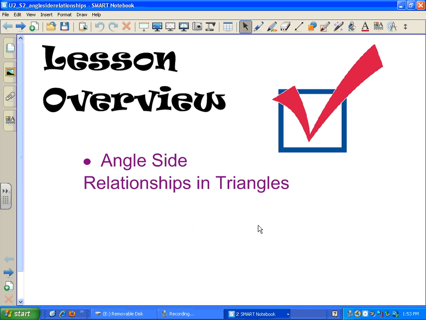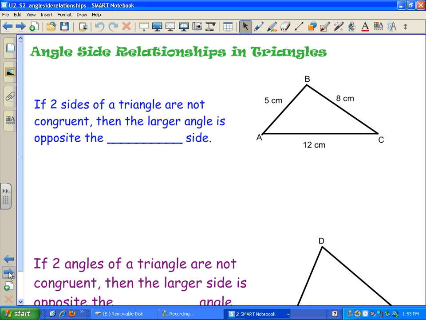All right, in this lesson we are going to talk about angle-side relationships in triangles. So let's go ahead and take a look. In our first situation, if two sides of a triangle are not congruent, so the sides are going to be different, they're not going to be equal in length, then the larger angle is opposite the larger side.